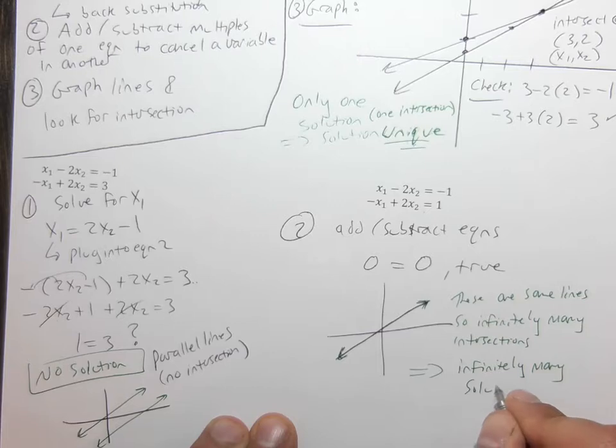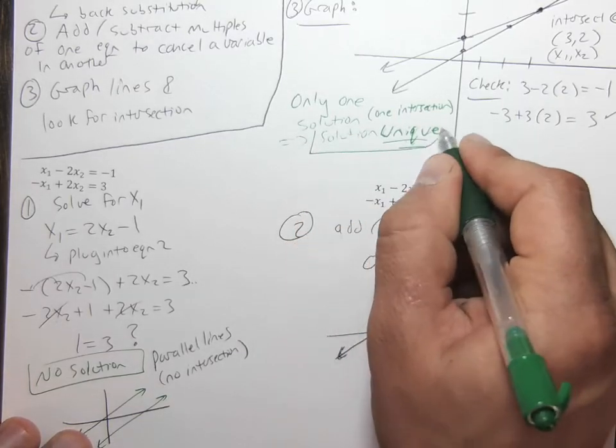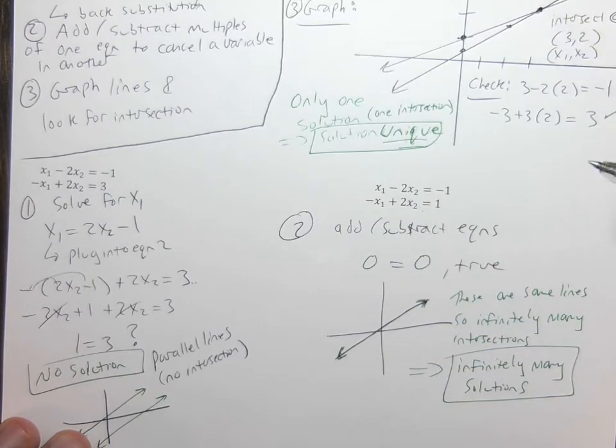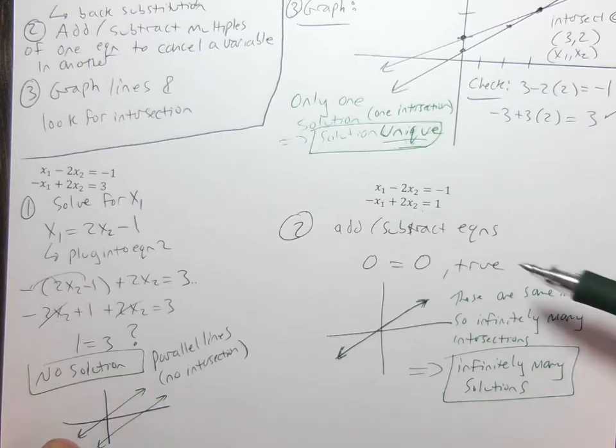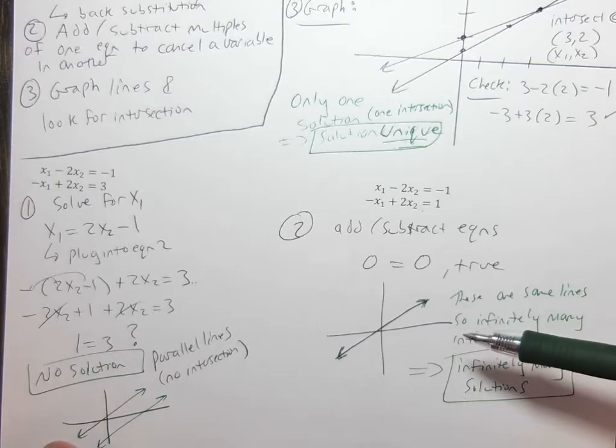And so those are the three things that could potentially happen. Right, we've illustrated the three things that could happen. We could have a unique solution like we saw in the first one. That would imply one intersection point. We could have no solutions. That would imply no intersection points. Or we could have infinitely many solutions, which implies infinitely many intersection points.